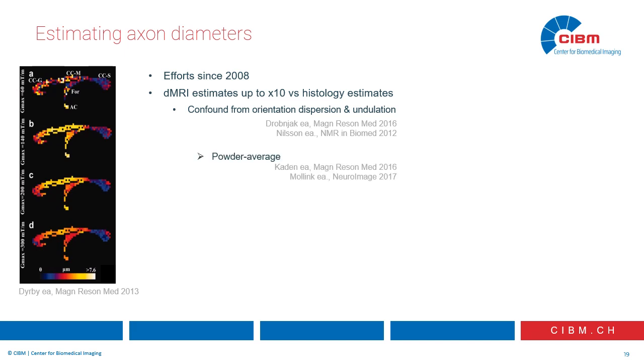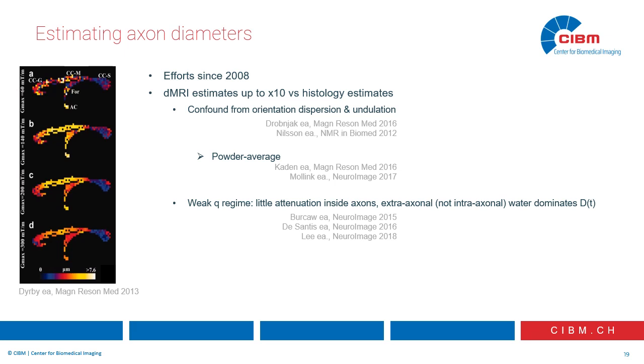The main confound, or one of the confounds, was orientation dispersion and undulation. This has been pointed out, and the solution now is to solely work with powder average to remove any orientational dependence from the analysis. The other main confound was working at the weak Q regime, where there is little attenuation inside axons, like I've shown in the earlier slides of this educational, and thereby the extra-axonal water dominated the time dependence of diffusivity instead of the intra-axonal water. There is now quite a body of work showing this. The solution is to go to ever stronger gradients, and this is now possible thanks to tremendous advances in hardware.